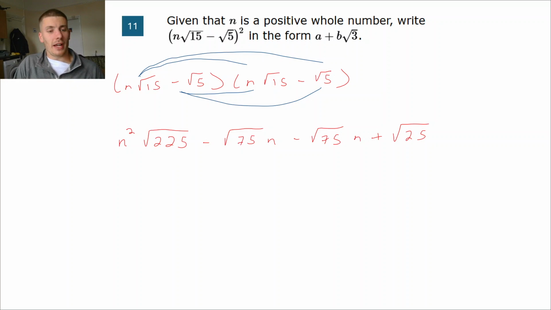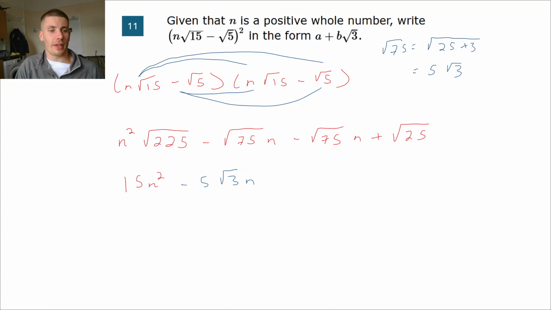So this root 225 goes down to 15, so you've got 15n squared. And then root 75, I'm thinking you can simplify this further, because root 75 you can write as two numbers multiplied together, where one of them is a square number, and that number is 25. So 25 times 3. So you can write this as 5 root 3, which is good. That's where that root 3 part is coming into play. So we can write this part as negative 5 root 3 n. I've just replaced that negative root 75 with negative 5 root 3.